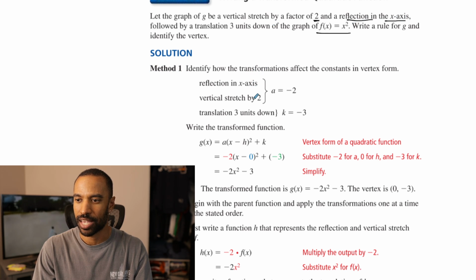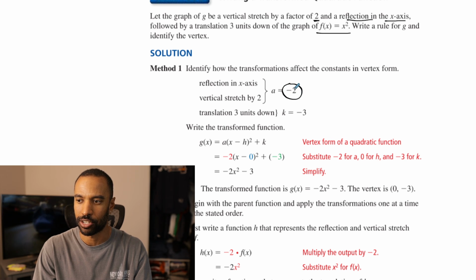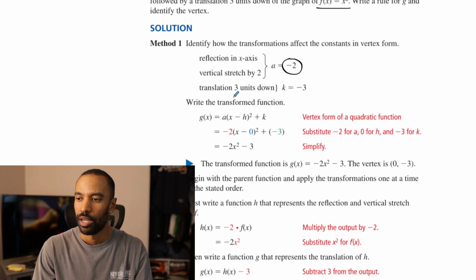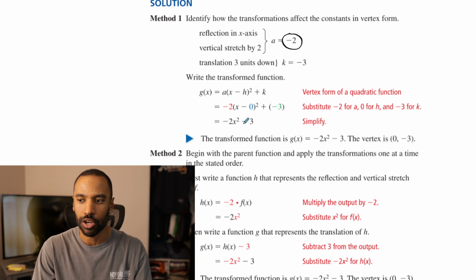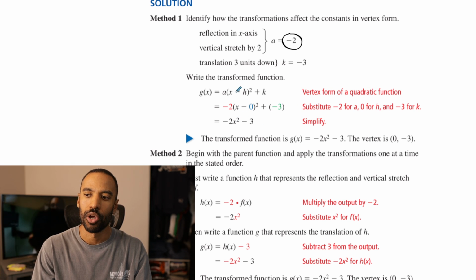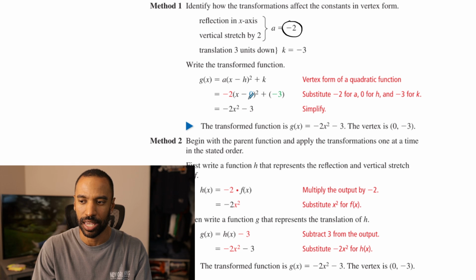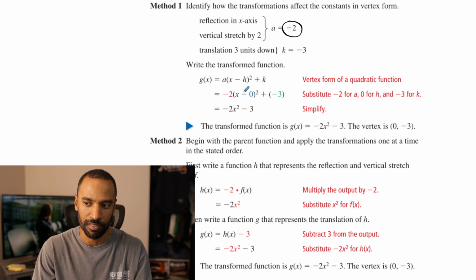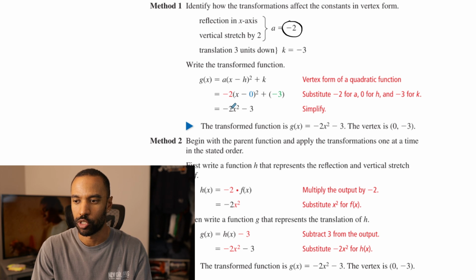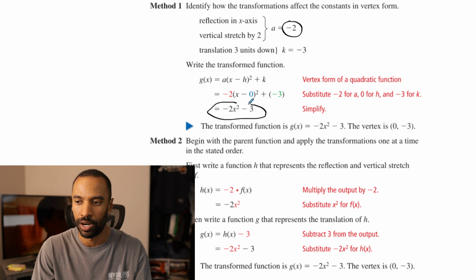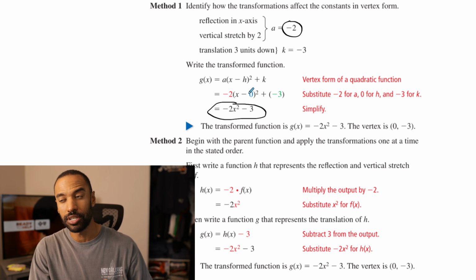So reflection in the x-axis, vertical stretch of 2, a is going to be negative 2. Negative for reflection, 2 for the stretch. k will be negative 3. This is the part we're going to add at the end of it. Notice that there was no horizontal translation, so h is 0. That means you kind of leave it be. And x minus 0 is the same thing as x. So negative 2 multiplies in front by the x squared. Adding negative 3 is minus 3. There's your equation. And it's in vertex form.